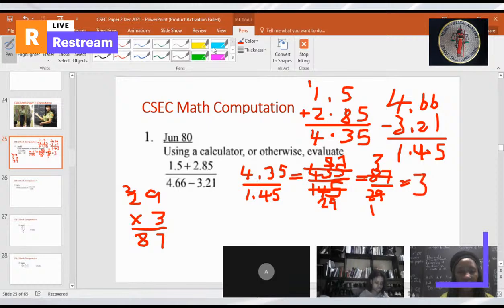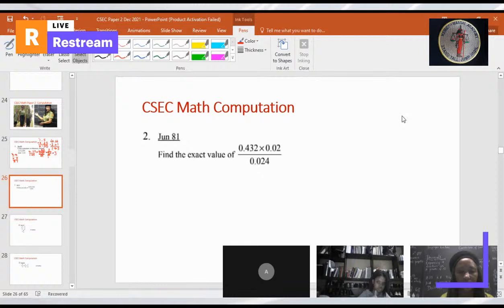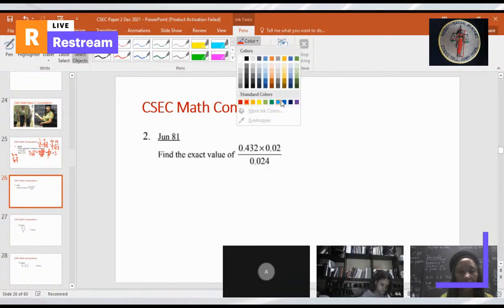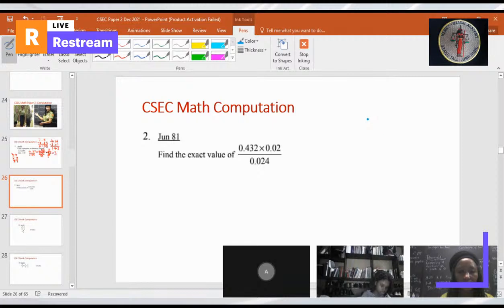Okay, Asar, you're up. Find number 2. Find the exact value of 0.432 times 0.02 divided by 0.024.